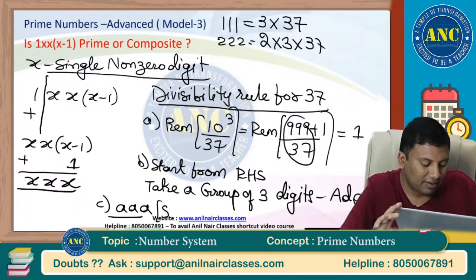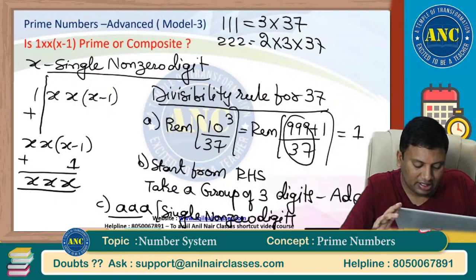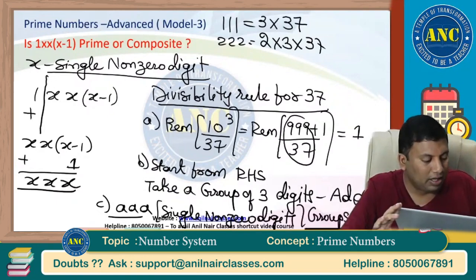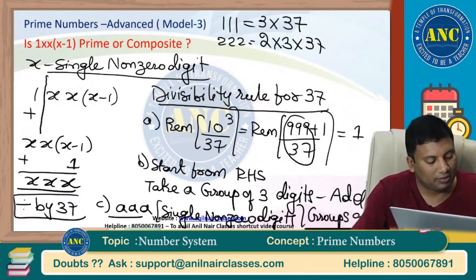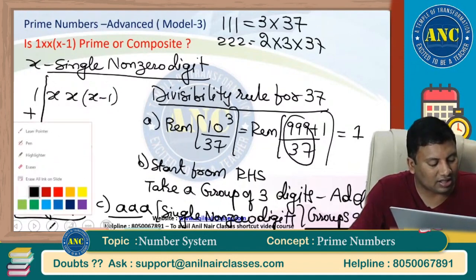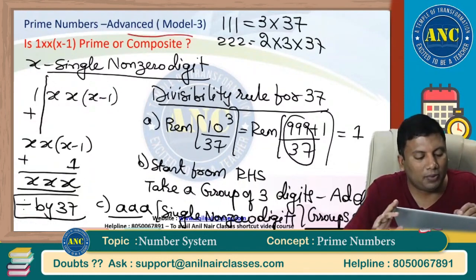If a single non-zero digit is written in groups of 3, it is always divisible by which number? 37. It is divisible by 37. Any number divisible by 37 other than 37 itself is a composite number.